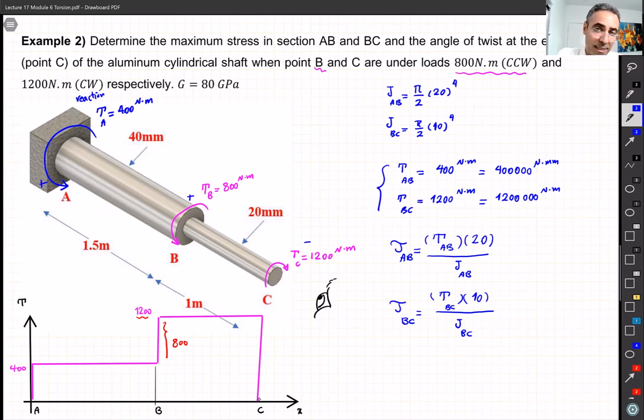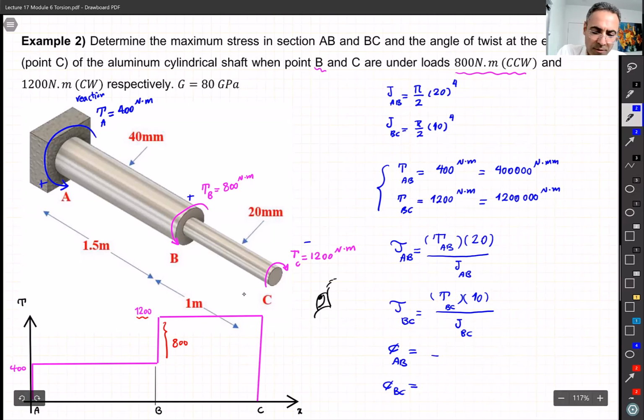And then lastly is twisting, how much this thing is twisting. So because we have section A, B, and BC, I need to find out the twisting that happens from A to B, and also the twisting that happens from B to C, how much this portion AB of the shaft is twisting, how much this portion BC is twisting, all right?